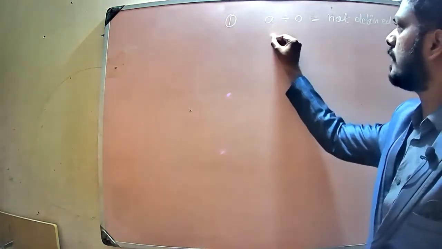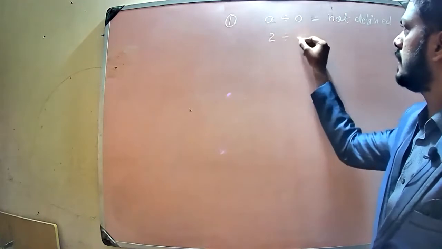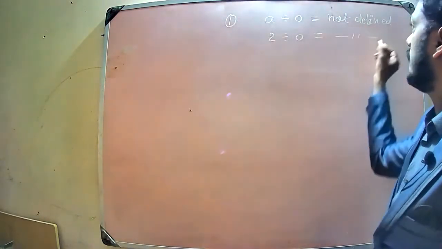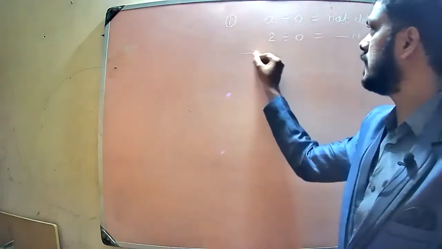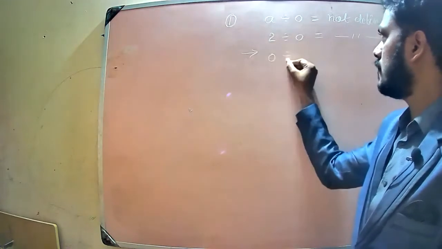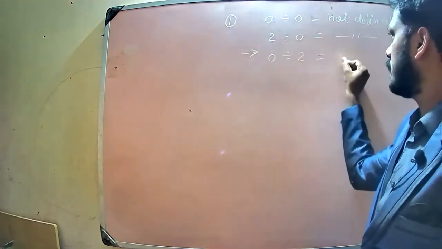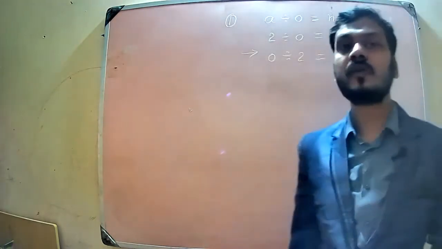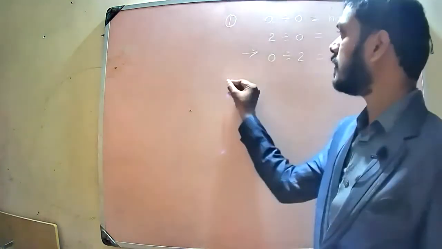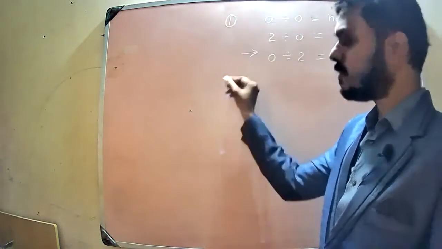You can take another example: 2 divided by 0, the answer is not defined. Same answer. But remember, instead of this given question, we can write it in another form, 0 divided by 2. That becomes 0. There is a basic difference between these given problems. Proceed to question 2.